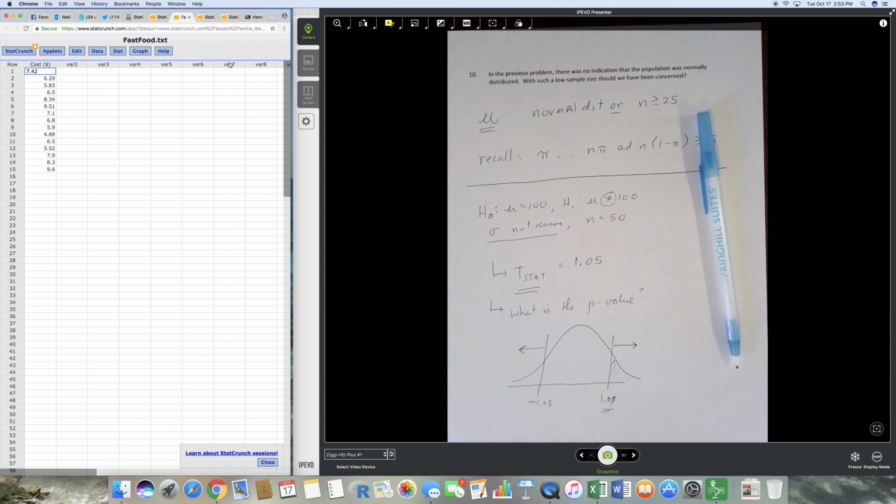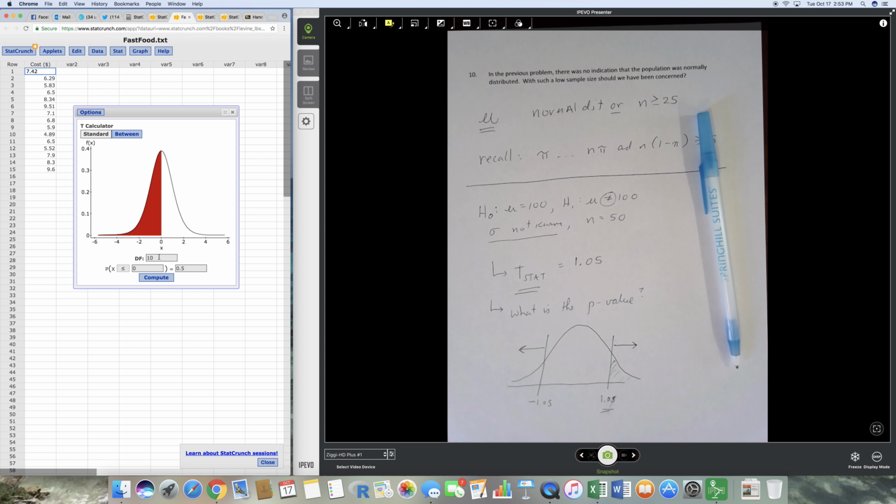So if I'm going to do that, I'm going to use the calculator. And again, since the population standard deviation isn't known, I have to use the t-calculator, t-distribution. Sample size is 50? So I would have a degrees of freedom 49. And I can do either one. I can do above 1.05 or below negative 1.05. I'm just going to do above 1.05. And then I have to multiply that by 2.